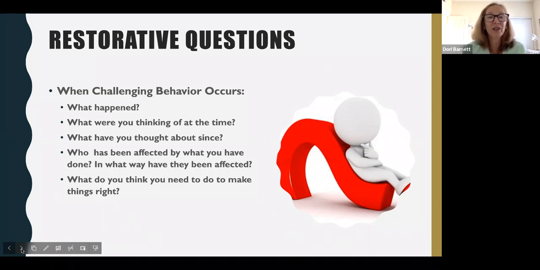because he felt hurt. And what he thought about since is that, in the process of asking these restorative questions, he actually realized that this is why he said what he did, that he didn't mean he wanted to cause physical harm. He just wished it hadn't happened. That's what he had thought about since.